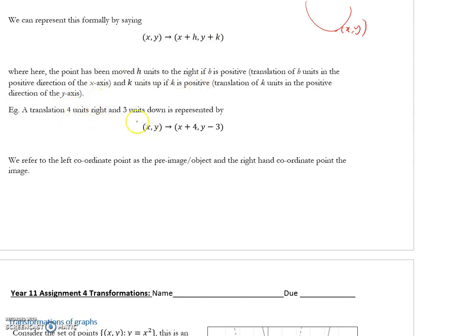All right, so for example, if you've got 4 units to the right, or 4 units in the positive direction of the x-axis, and 3 units down, or 3 units in the negative direction of the y-axis, then that's the way you would write it. And we refer to this set of coordinates as the pre-image, and then the right-hand coordinate as the image. And you can even break that down further and say y dash is y minus 3, and x dash is x plus 4. So the image of the x coordinate is x plus 4, and the image of the y coordinate is y minus 3.